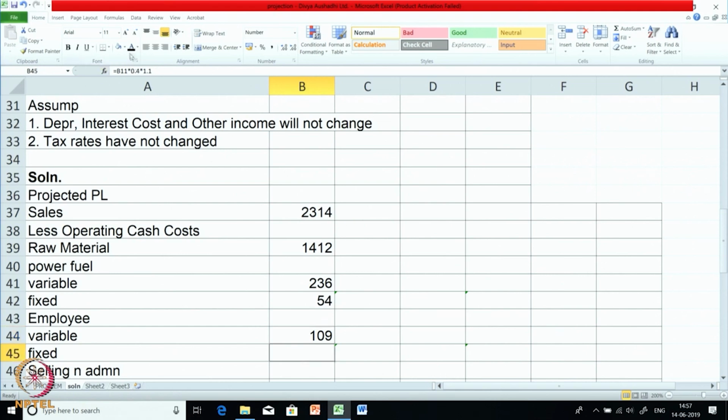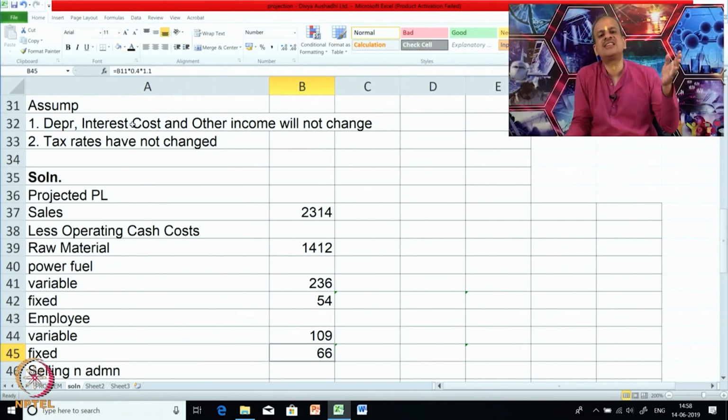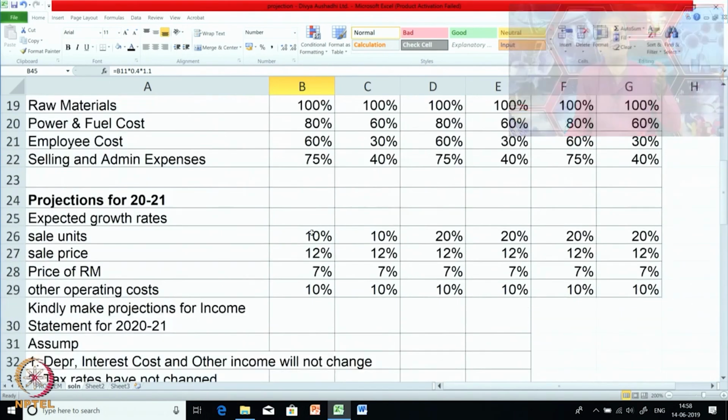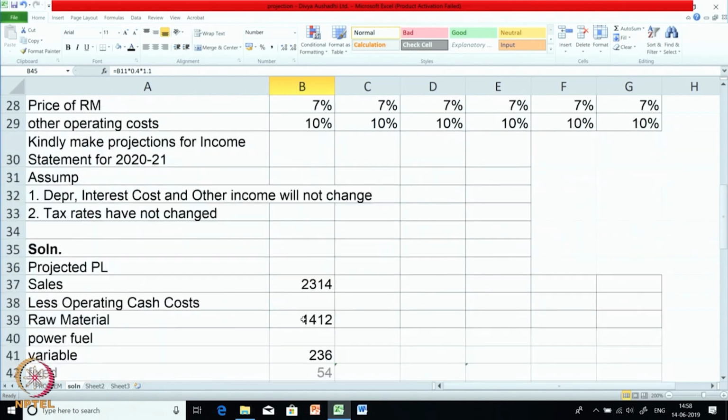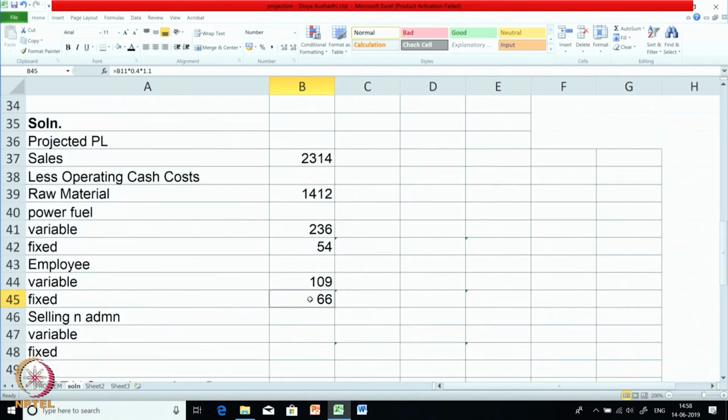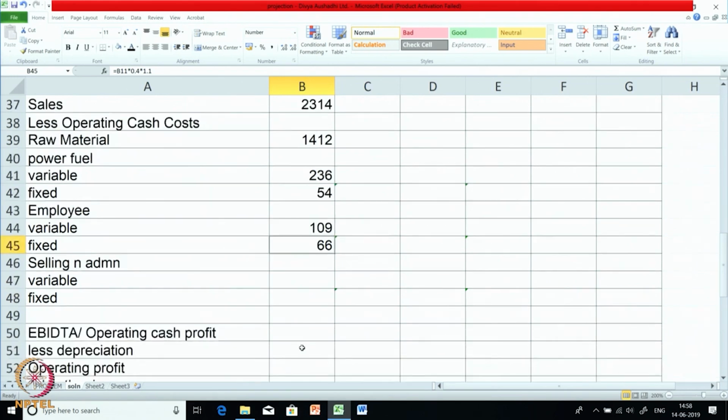Okay. Now let us do it for fixed. Fixed, what will happen? First of all, we will take B11, that is last year's figure, into 0.4, because 60% is variable, that means 40% is fixed. This fixed portion will not change because of change of units, but it will change because of change of operating costs. That is why B11 into 0.4 into 1.1. Getting it? Now it is very simple, same way we are going to do for selling also.